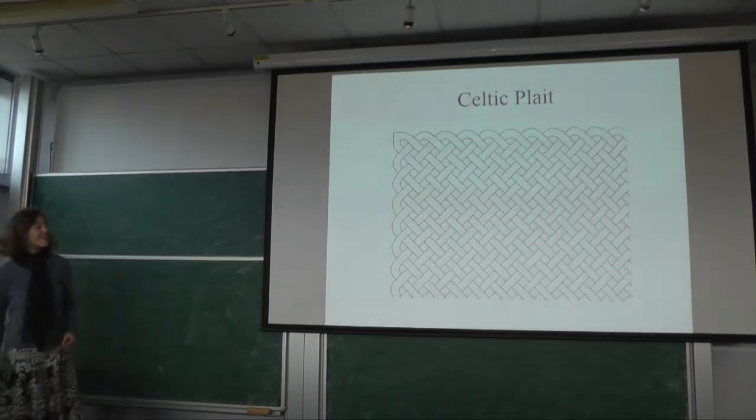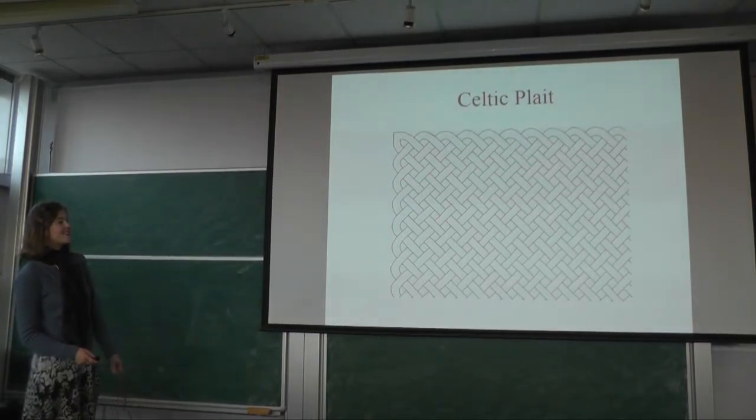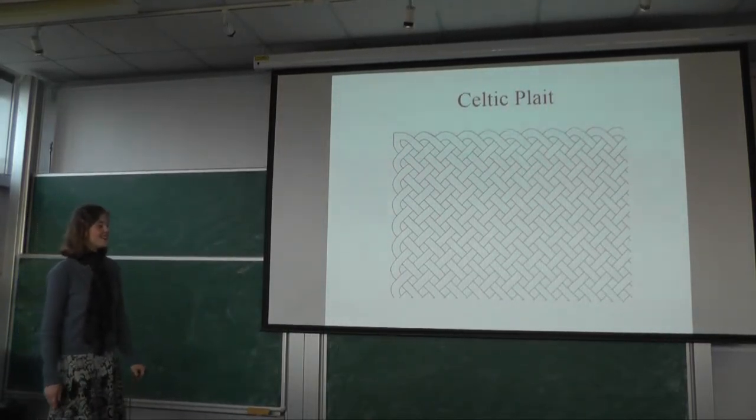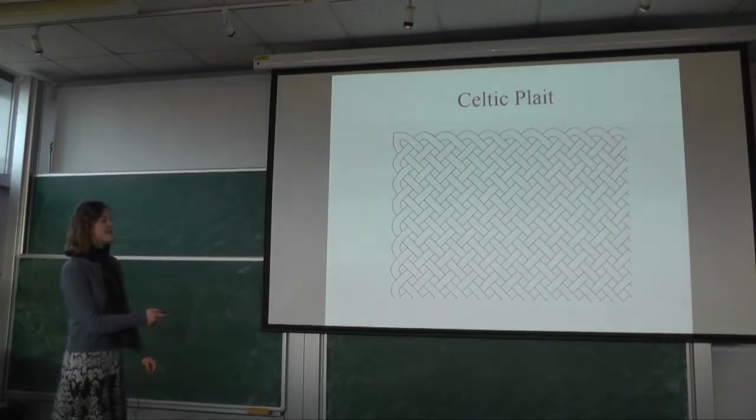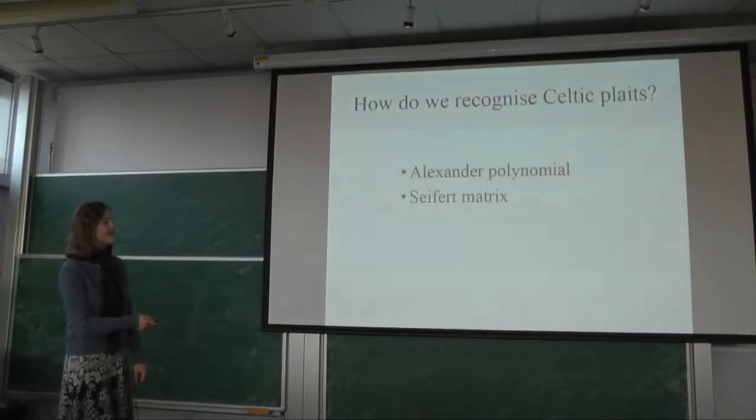This is a sort of general Celtic plait drawn so that you can see the crossings, and we don't really specify what happens at the ends, but they're going to look like the corner here as well.